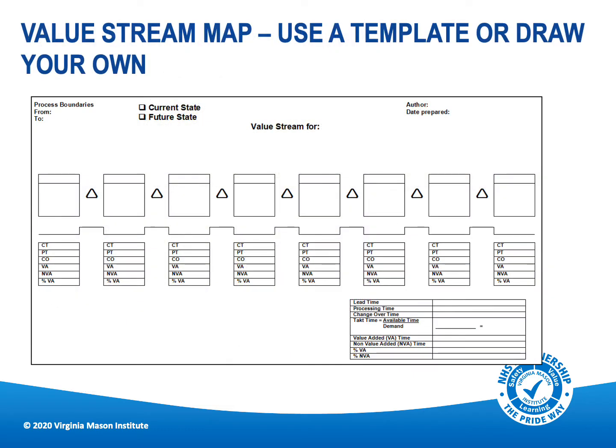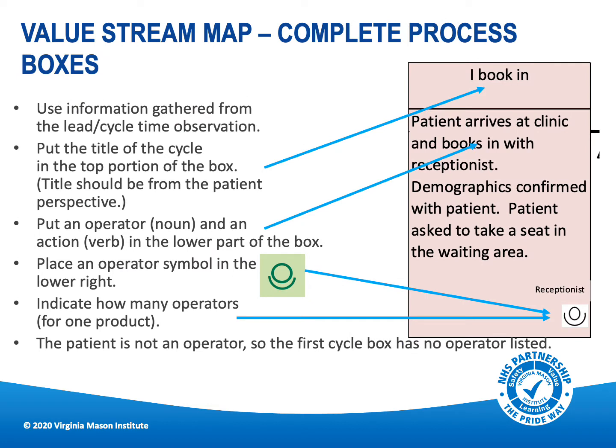Here is the template value stream map, which you can use or feel free to draw your own. To fill out the process boxes of the value stream map, you will need the information from your observation forms. Don't forget that the title of each box should be from the perspective of the patient where possible. For example, I booked in at reception or my blood is taken. Beneath this, the individual steps of booking in at reception or having my blood taken can be documented.